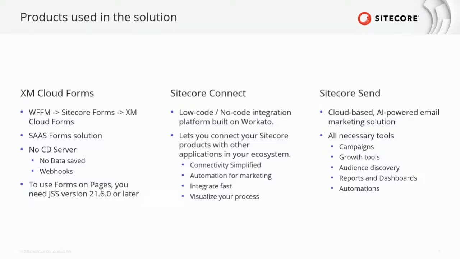Sitecore Send is a cloud-based AI-powered email marketing solution that lets you target your audience at scale. Some of the tools you can see are campaigns, automations, audience discovery, reports and dashboards, etc. It allows you to create campaigns. For example, it allows you to A/B test your campaigns to identify which version will have the highest conversion rate for the targeted audience.